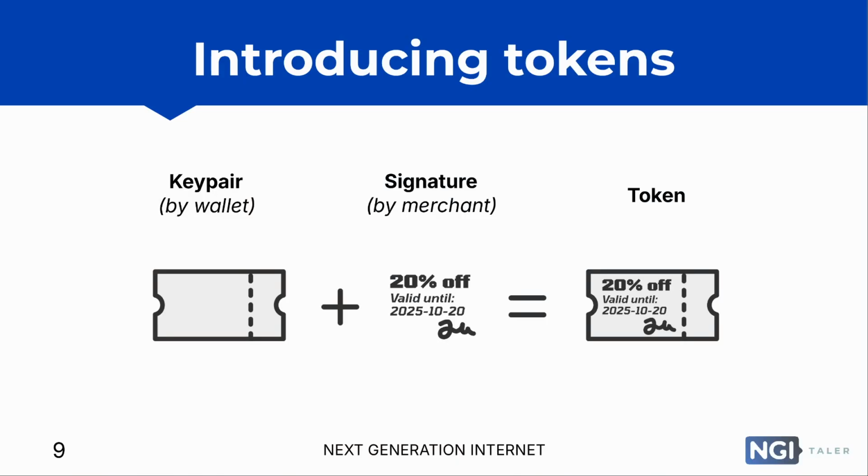Does it sound familiar to you? Well, that's because behind the curtains, tokens are using the exact same primitive as coins, the blind signatures that I explained. So why are we using the same thing for tokens and for coins and for everything?